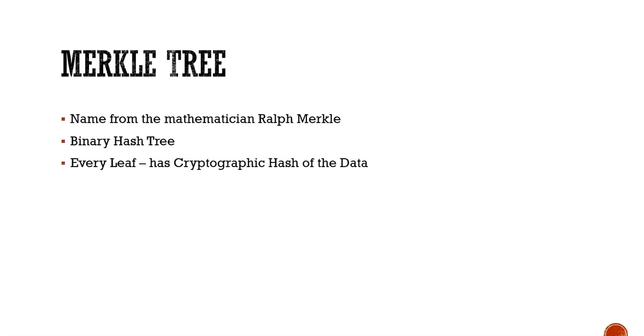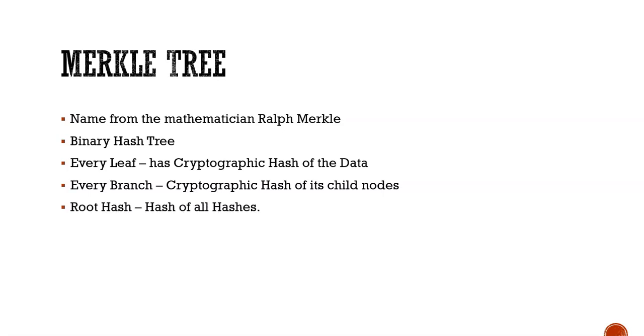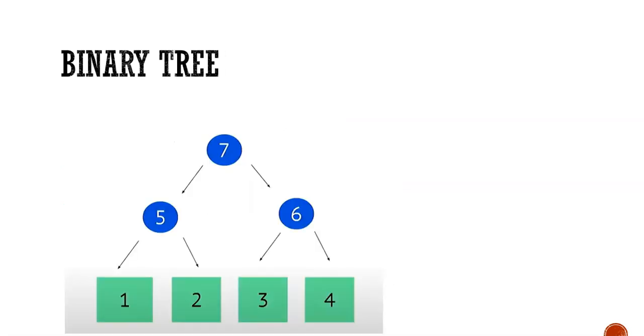Every leaf in the Merkle tree has a cryptographic hash of the data, which uses a hash function, and every branch also has a cryptographic hash. Any internal node will have the cryptographic hash of both its children. And the root will contain the hash of all hashes, or we can say the hash value of all the transactions. So even a small modification in a transaction will affect the root hash, hence it is completely immutable.